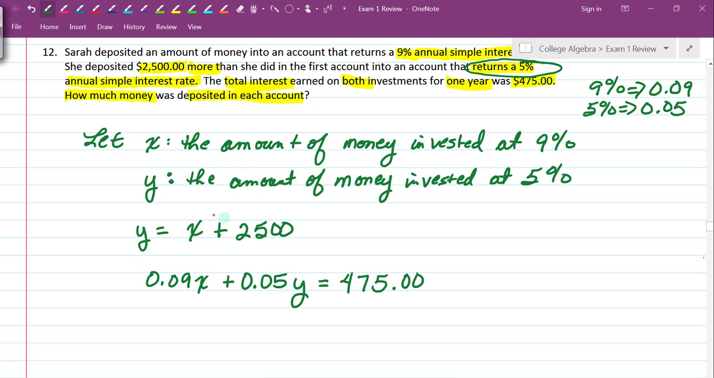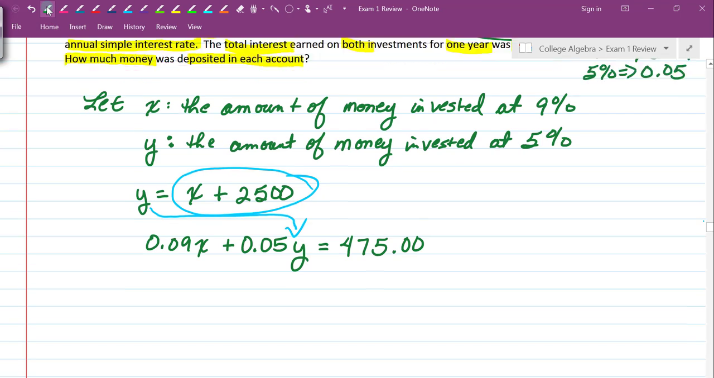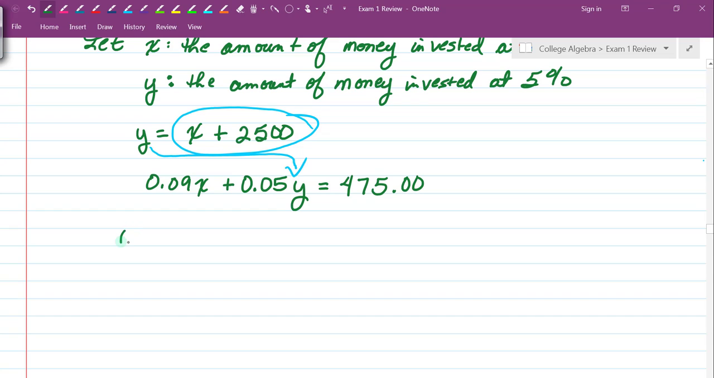Now you'll notice right here, we know what y equals. We know that y is equal to x plus 2,500. So we're going to just substitute what we know y to be equal to in for y. So we'll rewrite the equation as 0.09x plus 0.05 multiplied by x plus 2,500, and that equals $475. Now all we have to do is solve for x because we have one variable, one equation.